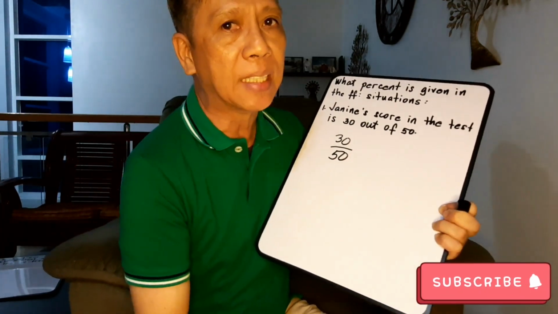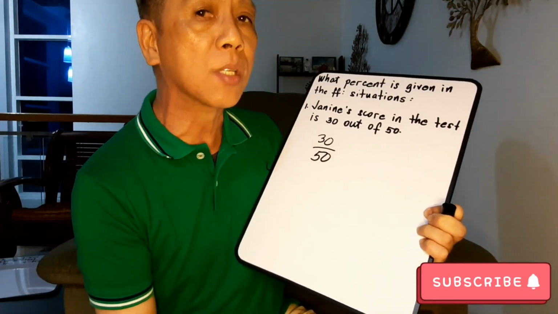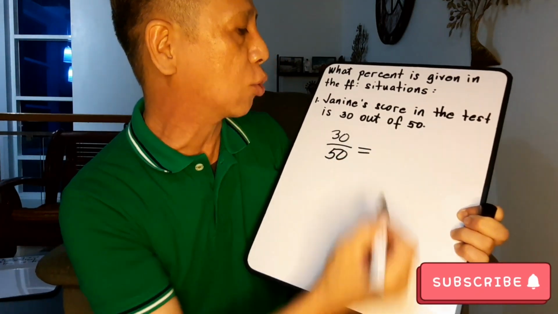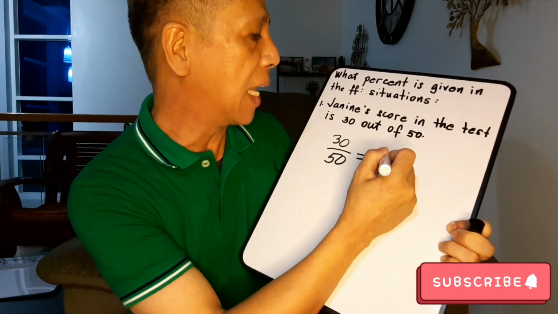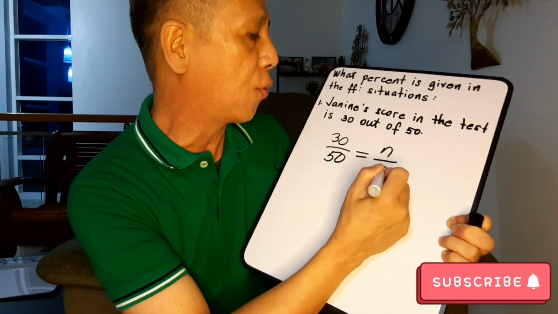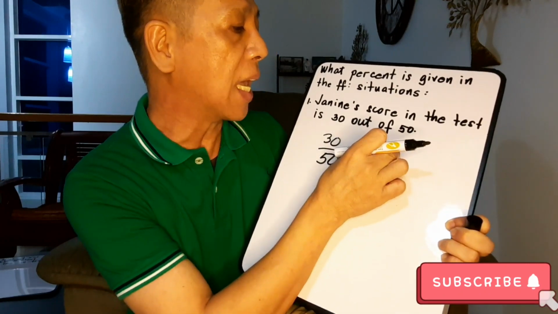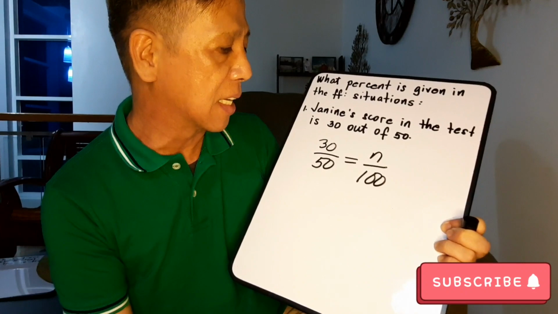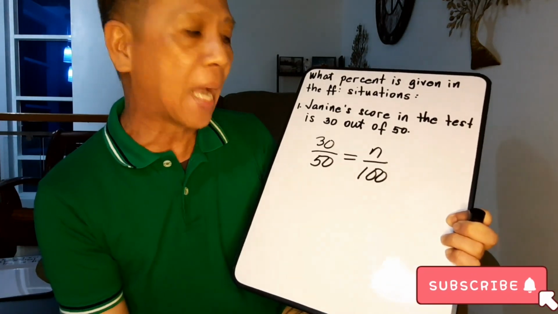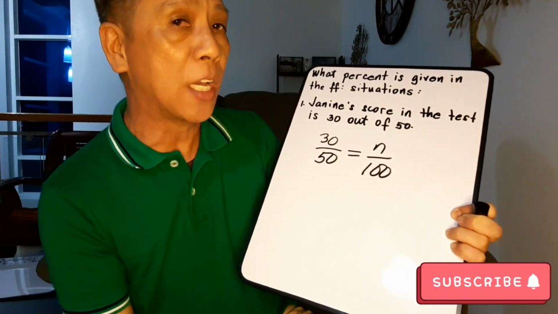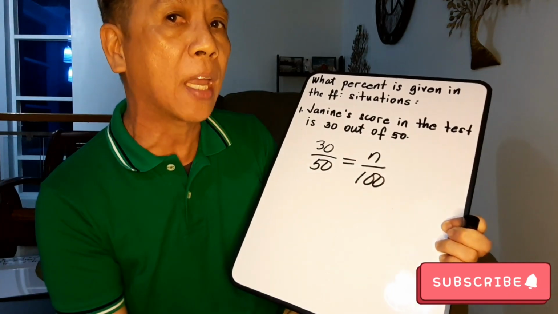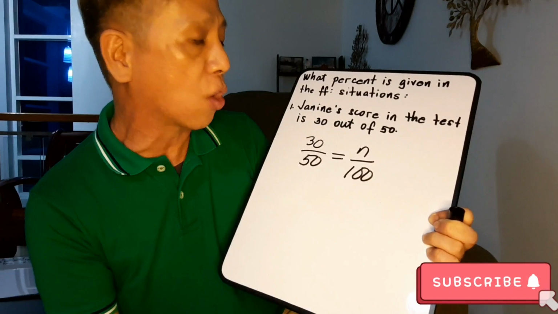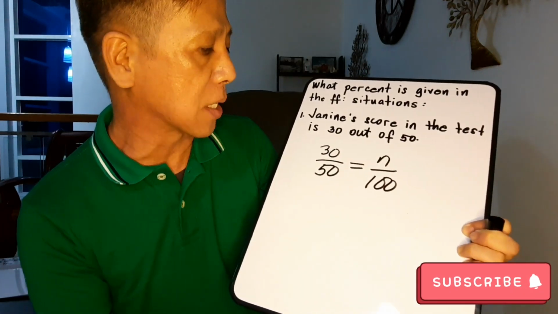Ngayon, ang basis natin, kung percentage ang pinag-uusapan natin ay 100. O, this is equal to N out of 100. Yung N, yun yung hinahanap natin na percentage. O ngayon, alam na natin kapag ganito ang equation natin. This is a ratio and proportion. We can solve N by the cross multiplication process.